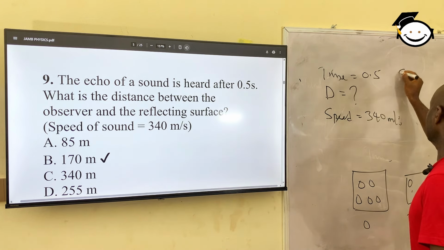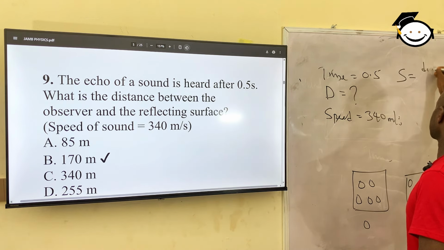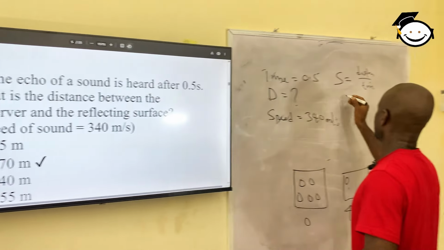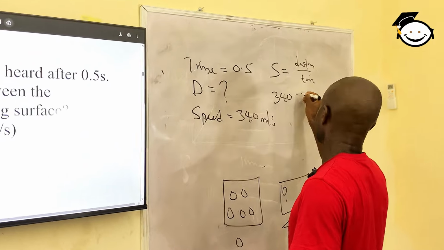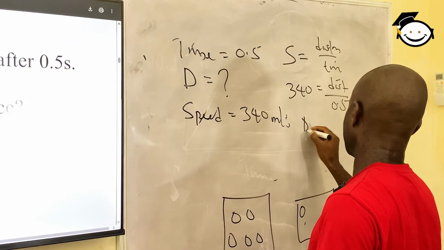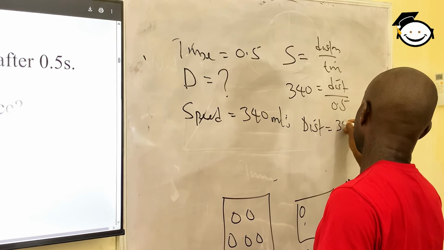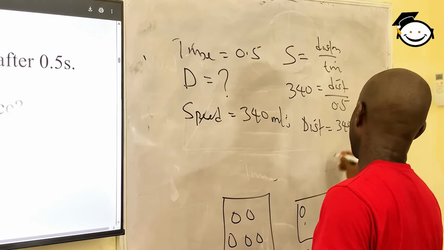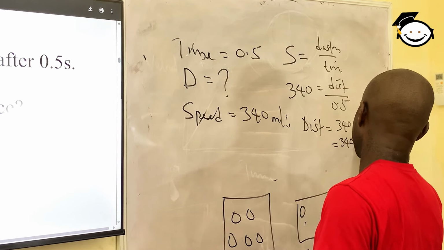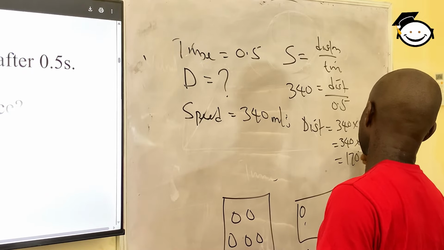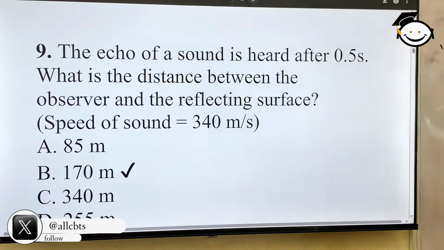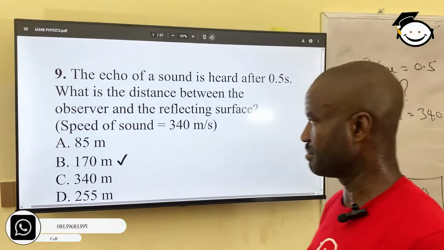You know, speed is given as speed equals distance over time. So for you to calculate distance now, you have given speed 340 equals distance over time 0.5. So distance therefore equals 340 times 0.5, which is half. So 340 times half will be what? 170 meters. Distance is measured in meters. So the correct answer is B, 170 meters.